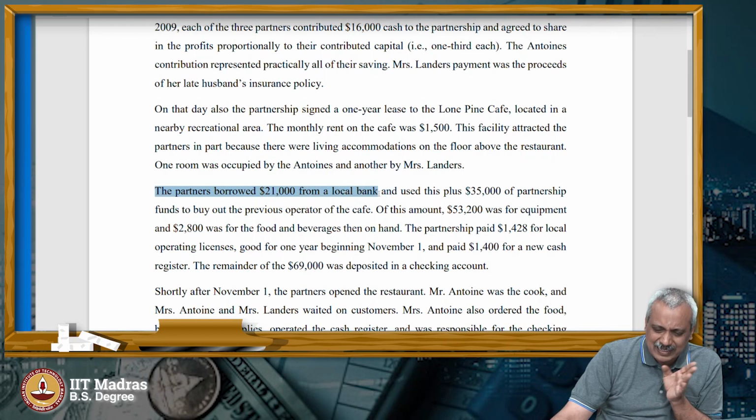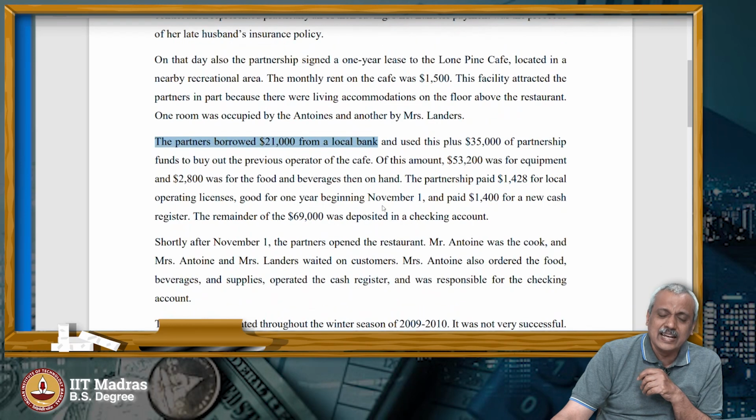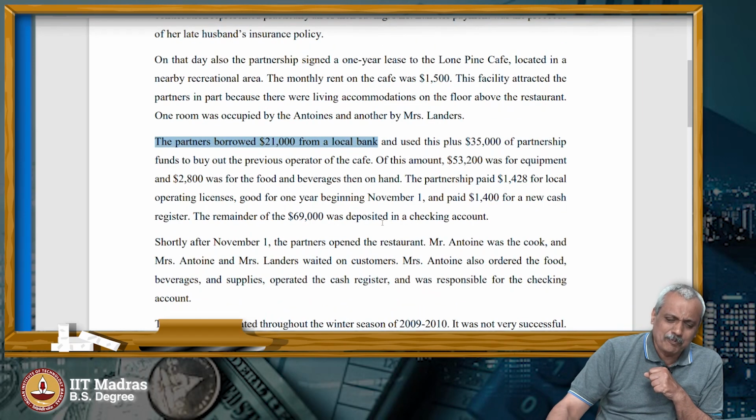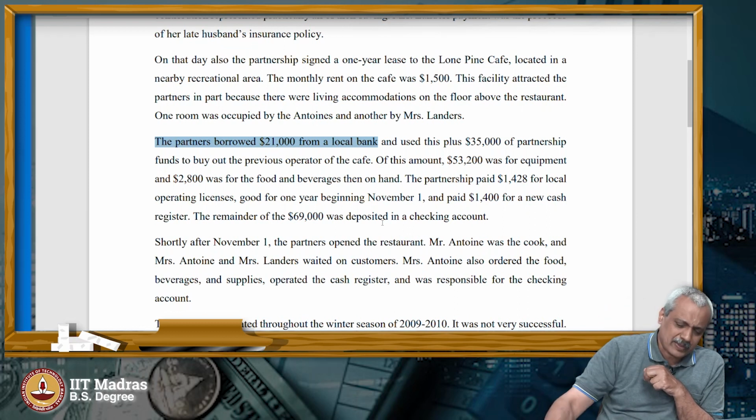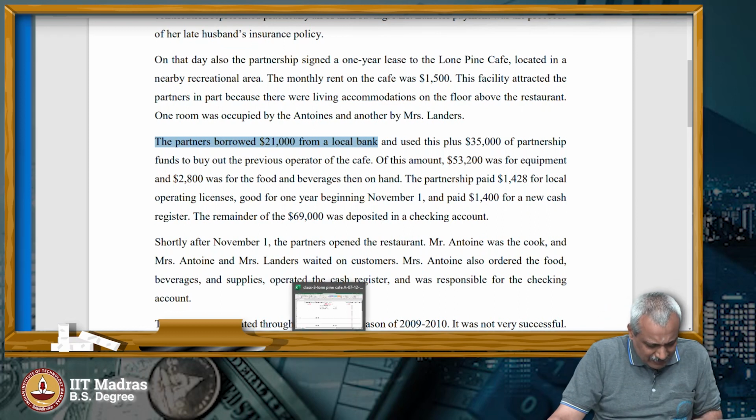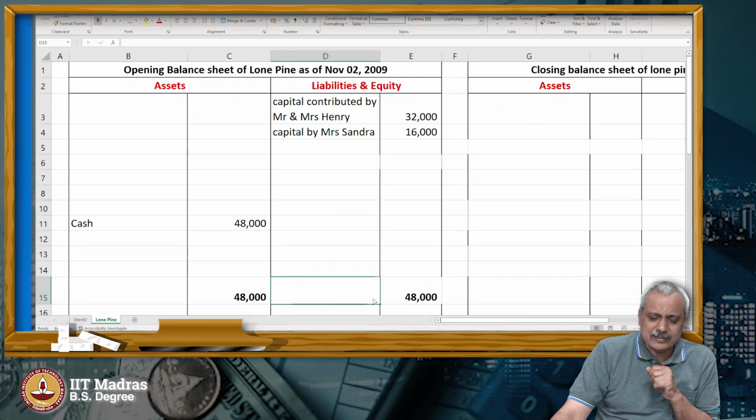Let us stop here. Let us not continue reading the sentence. And then let us see how it reflects in your Excel sheet. The partners borrowed 21,000 from a local bank. I go back to my Excel sheet.